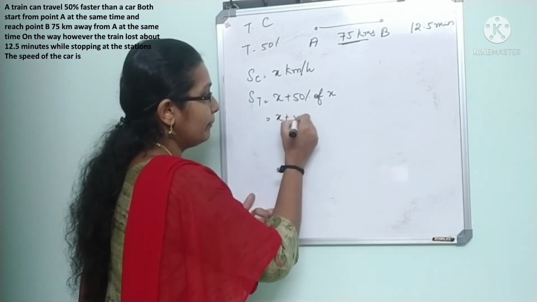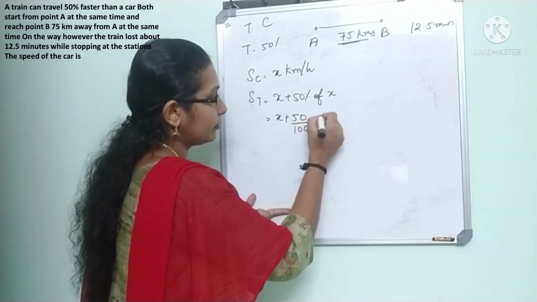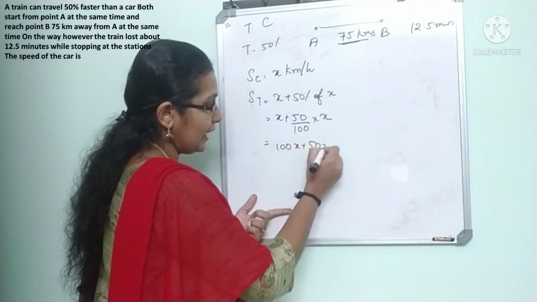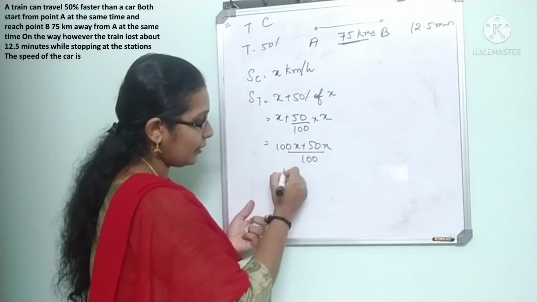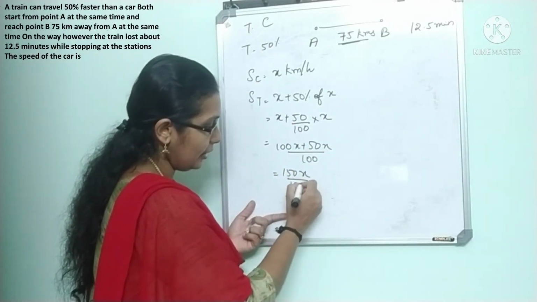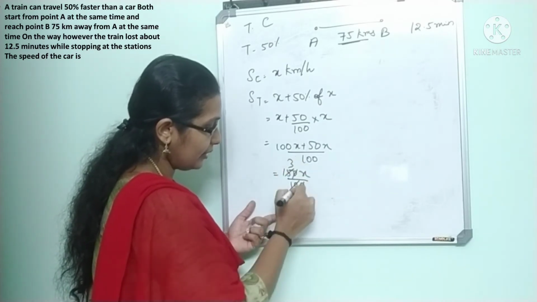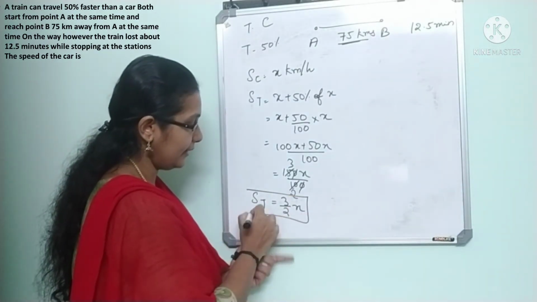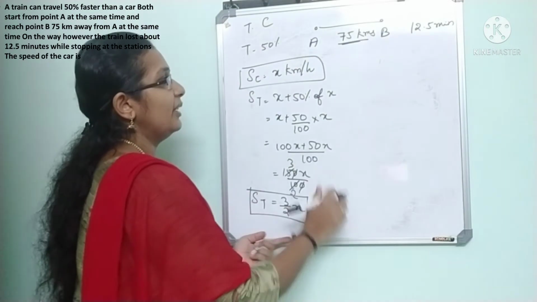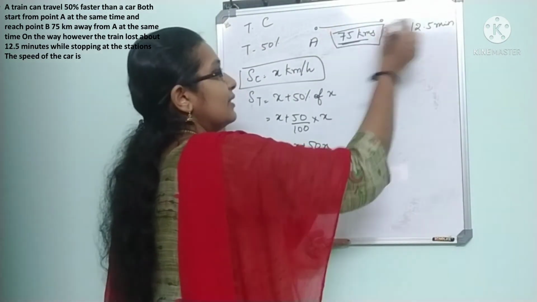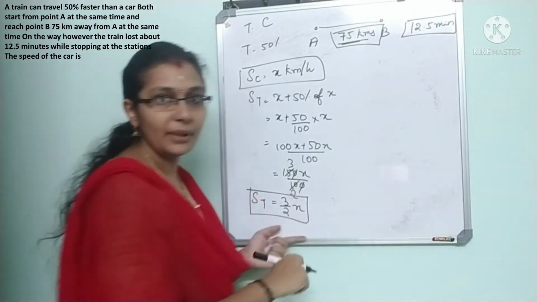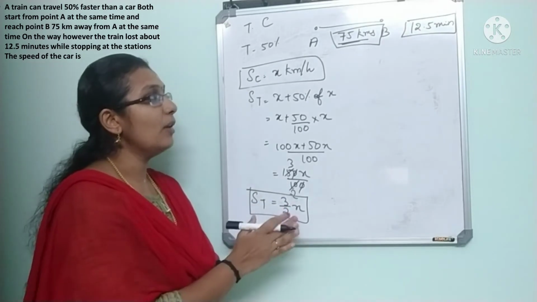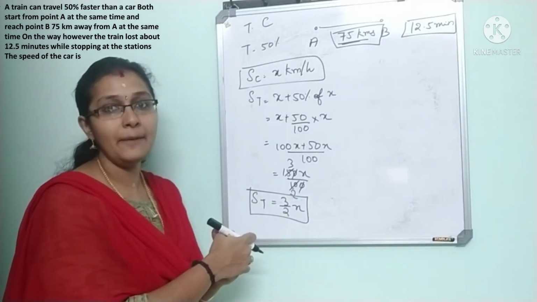So x plus 50 by 100 into x. When you take the LCM, you get 100x plus 50x divided by 100, which is equal to 150x divided by 100. On simplification, you get 3 by 2 x. So the speed of the train is 3 by 2 x. The speed of the car is x kilometers per hour, and the total distance is this. This is nothing but the stoppage time. Okay, now our question is to find the speed of the car. Clear? So now I can use the timing to find the answer.